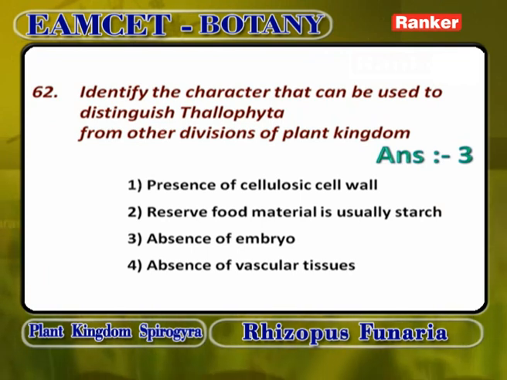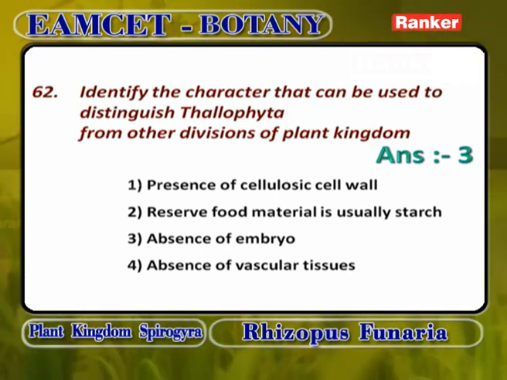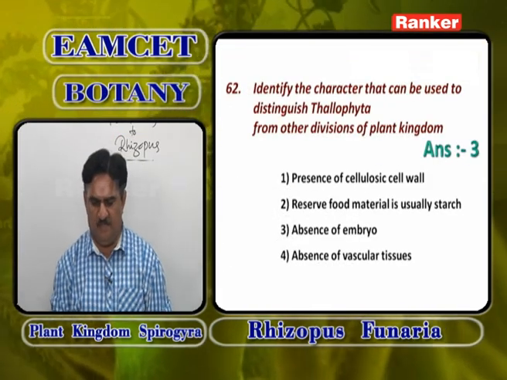Presence of cellulosic cell walls is common in all algae, fungi, bryophytes, pteridophytes, gymnosperms, everything. Reserve food material is usually starch. In algae it is starch, in bryophytes may be starch, in pteridophytes may be starch, in gymnosperms it is starch, in angiosperms it is starch, because all are green in color and perform photosynthesis. But in fungi it is glycogen and oil globules, because it is a heterotrophic thallophyte.